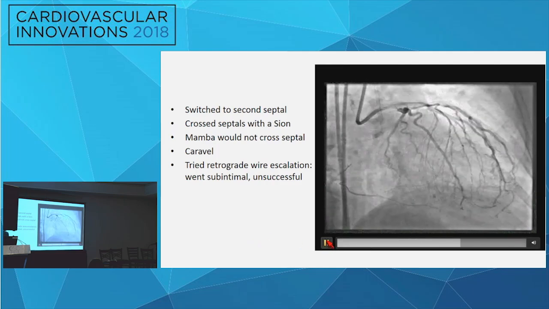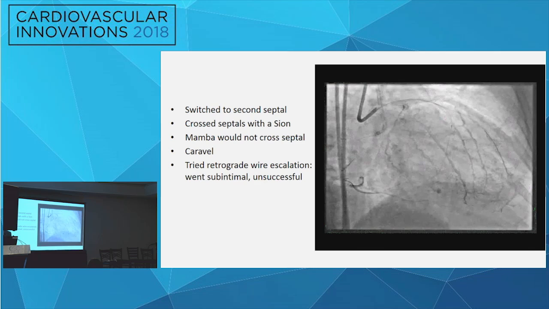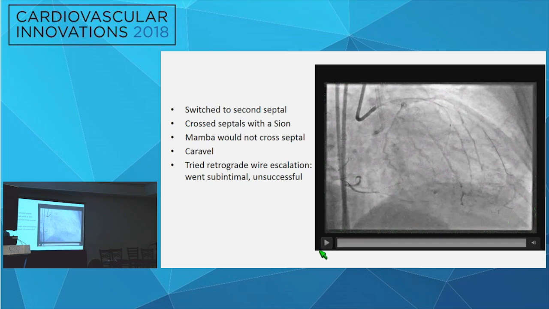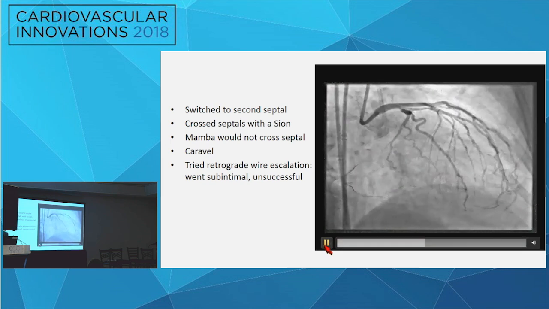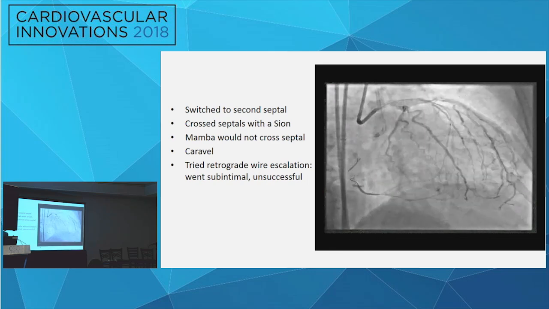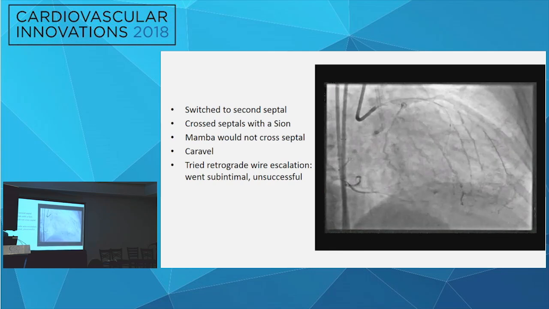Here we thought that there was a good connection. We did septal surfing, using a Scion wire, and we were able to cross this second septal collateral all the way into the distal RCA. The Mamba microcatheter would not cross the septal, so we switched to a Caravel because of its lower profile, and it tends to do better with small and tortuous collaterals. The Caravel was able to make its way through to the distal RCA.